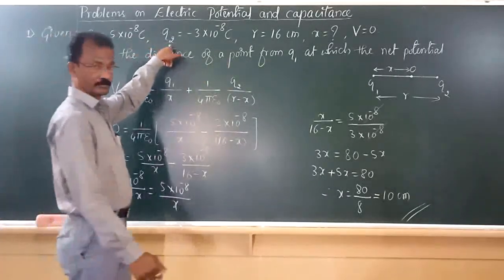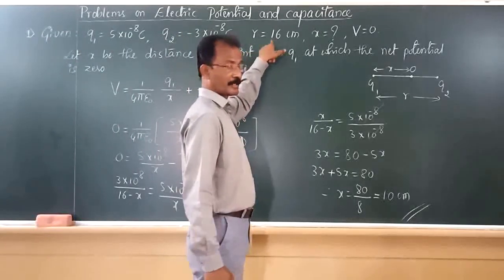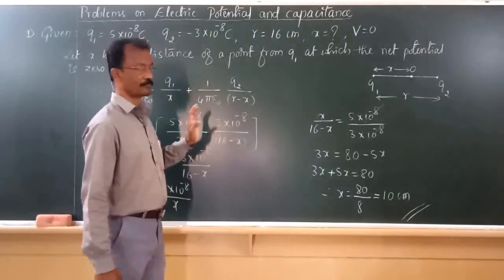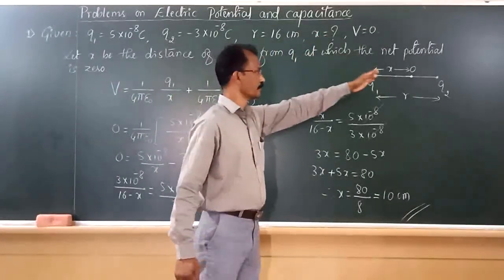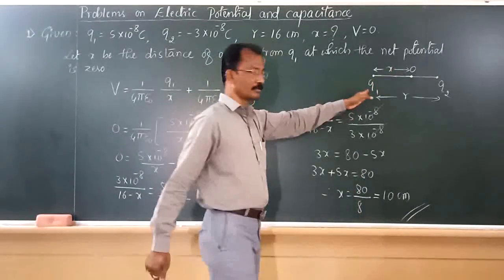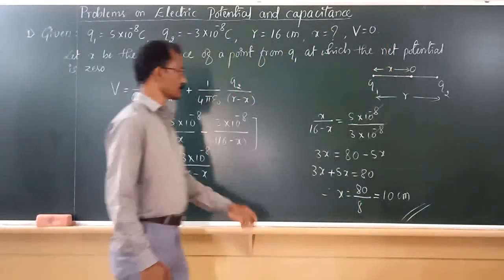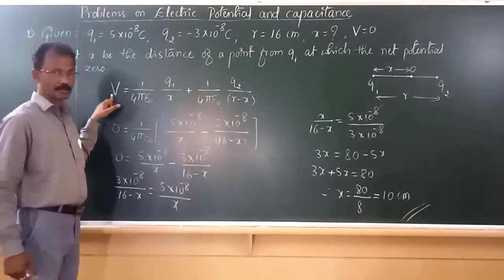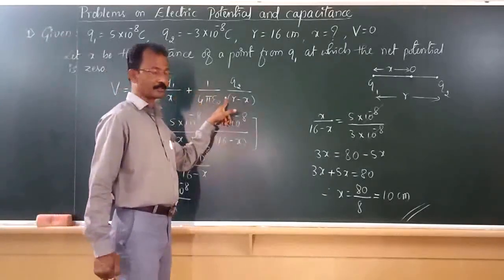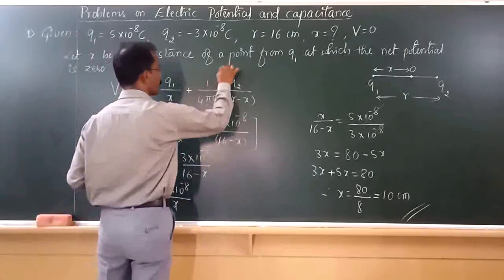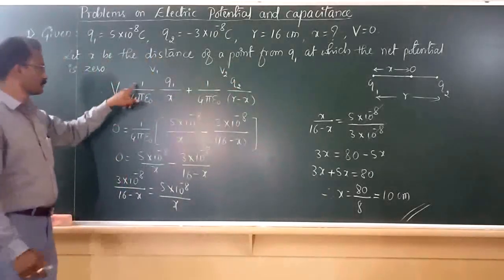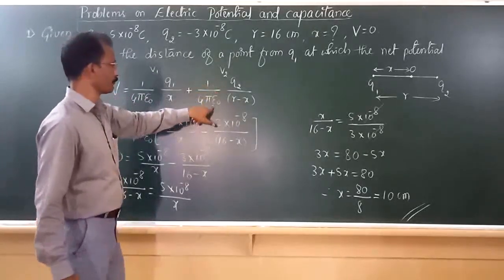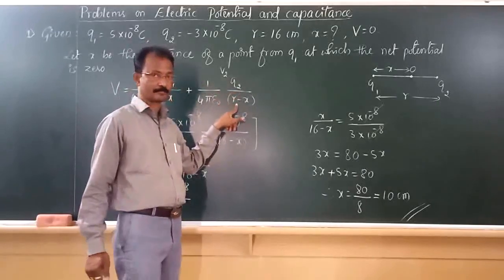Q1 and Q2 are given, and the distance between the two charges is given. They ask at what point on the line joining the two charges the potential is 0. Take that point to be at a distance x from Q1 at which the net potential is 0, and find that x value. Electric potential is a scalar quantity, so simply add arithmetically. This is V1, this is V2. V1 is 1 by 4 pi epsilon naught into Q1 by x, plus V2 is 1 by 4 pi epsilon naught into Q2 by r minus x.